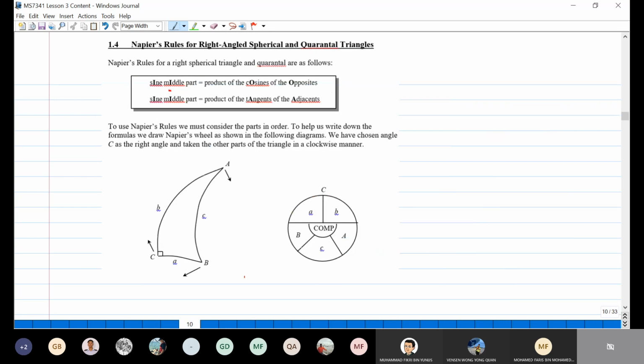Okay, so here we are going to apply this to a right angle triangle first.